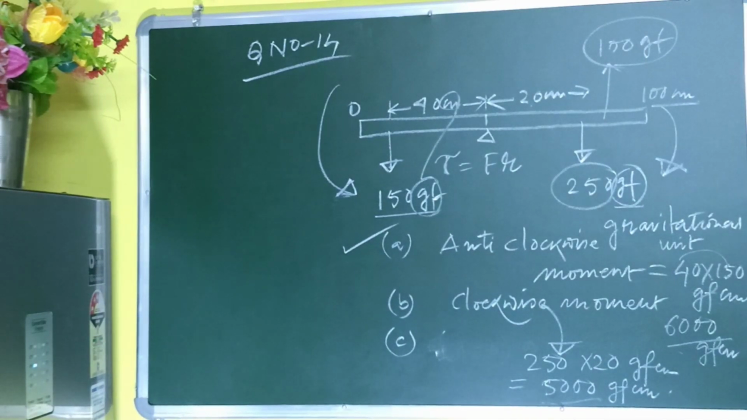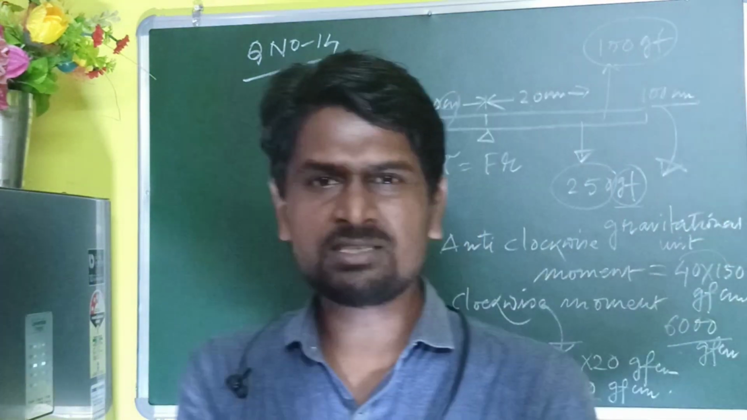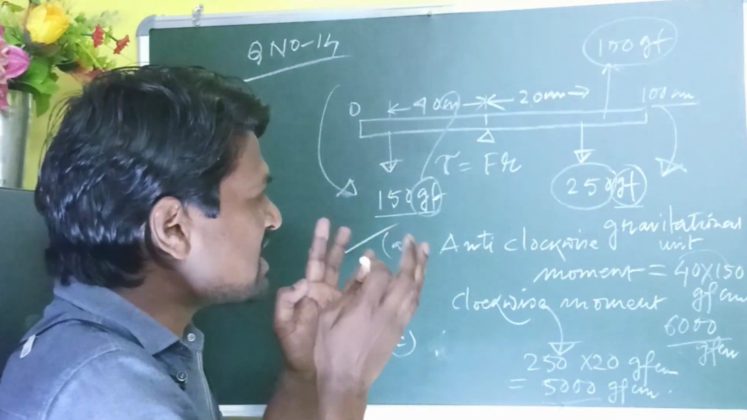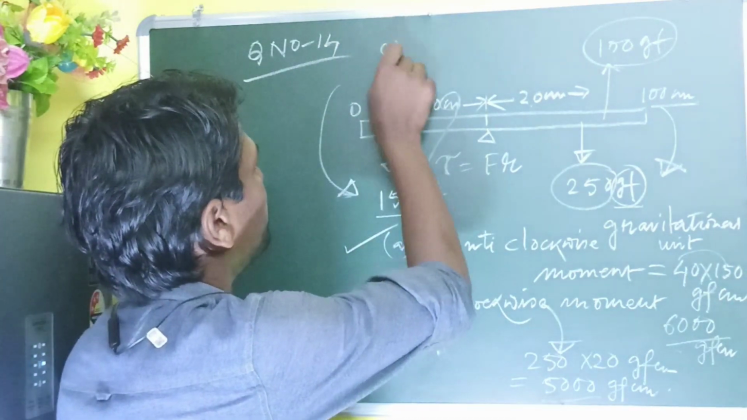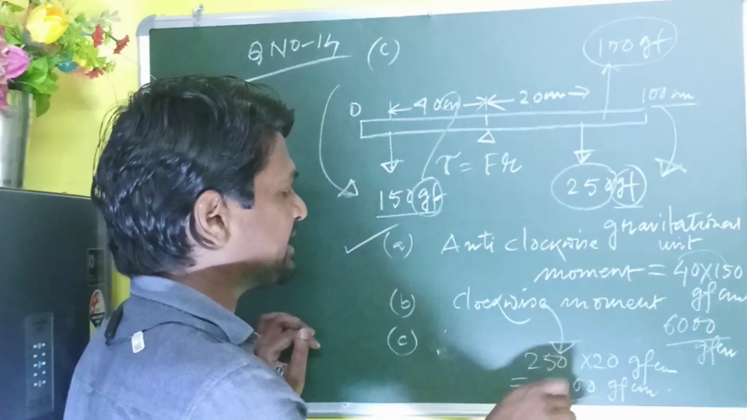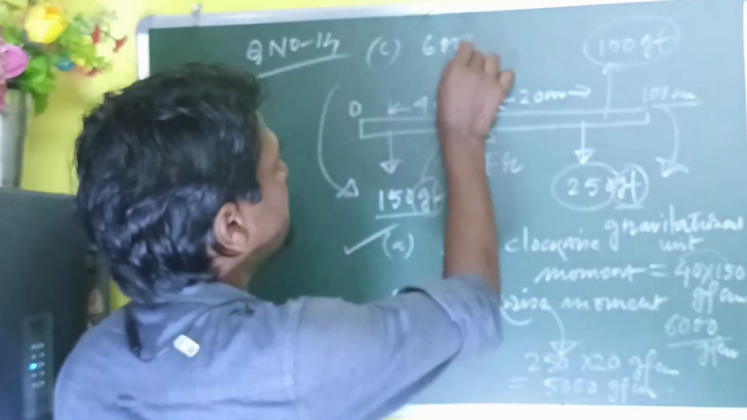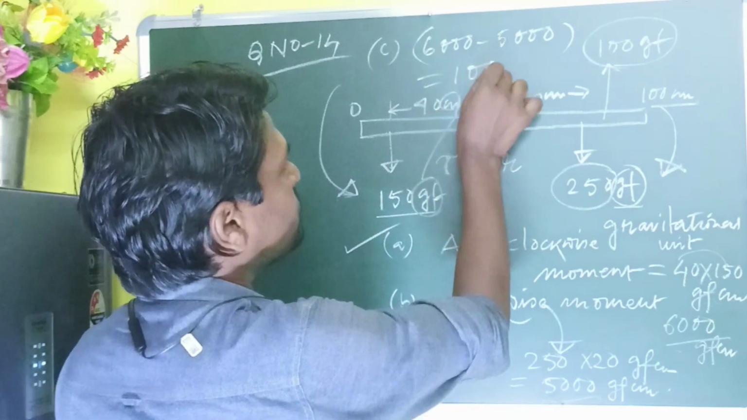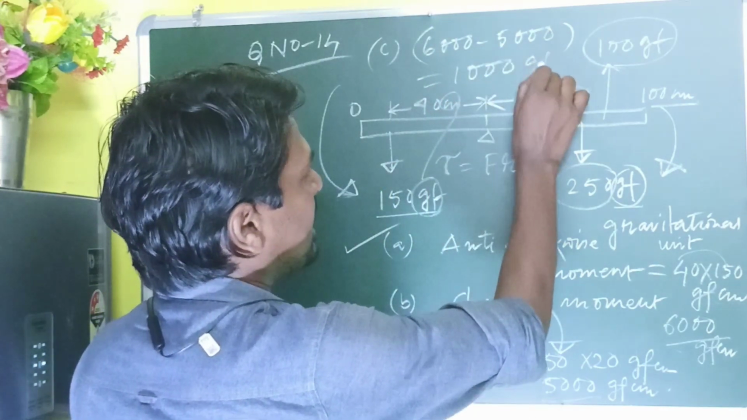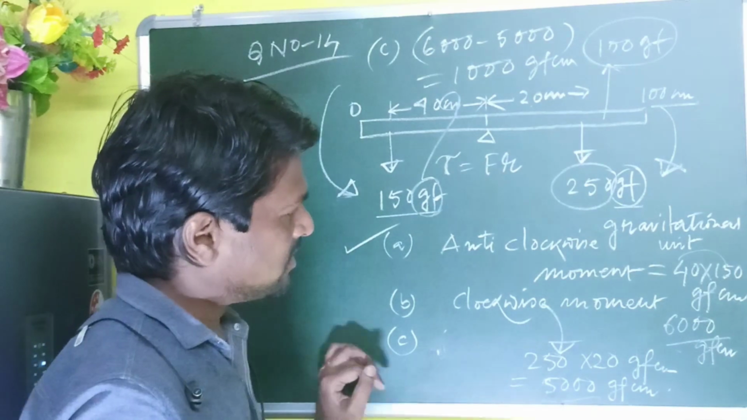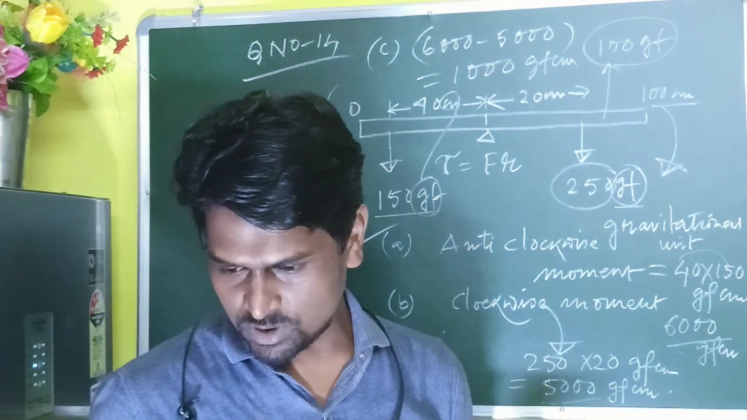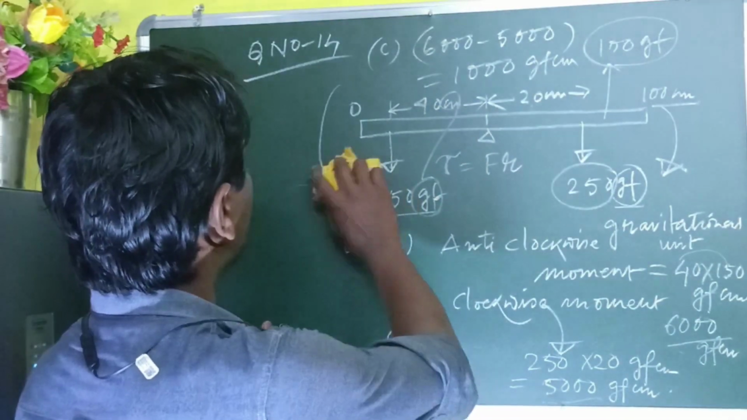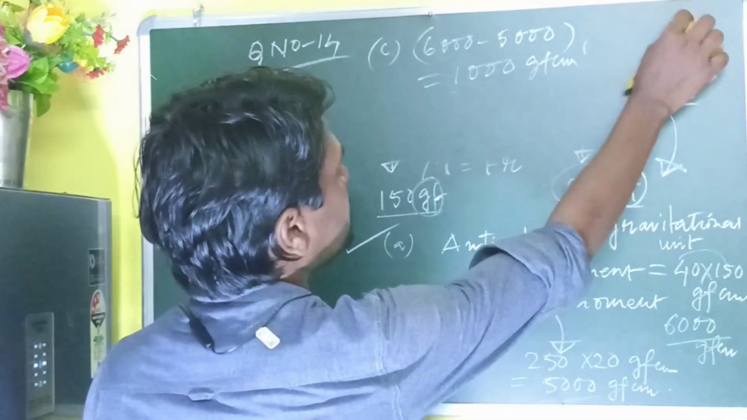And the next one is, what is the difference? So this is 6000 in the anti-clockwise moment. So the resultant moment acts along, in part C, 6000 minus 5000, and this is 1000 gram force centimeter. Unit you have to specify with a particular unit all the time. Okay, so the answer is, and we can erase that particular one.